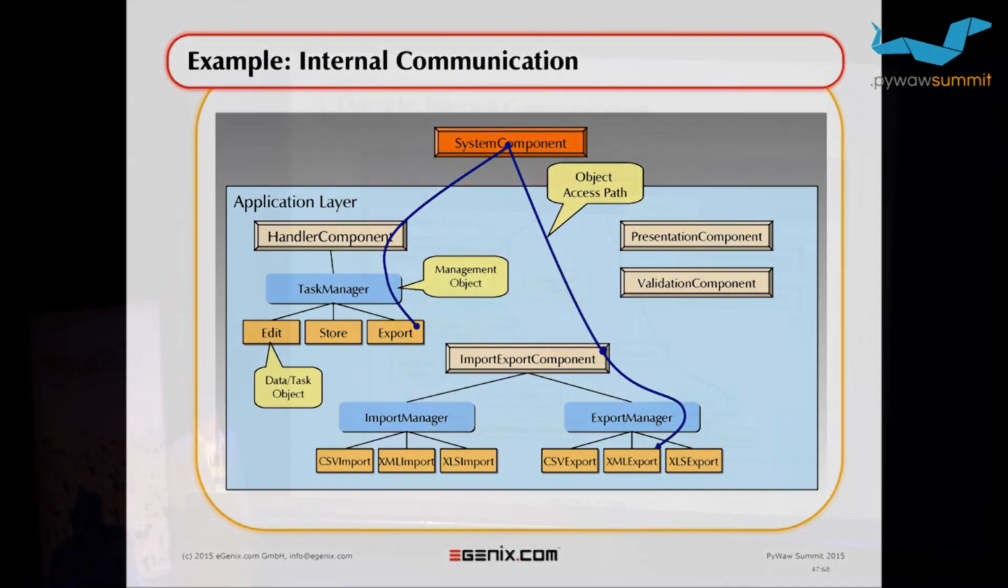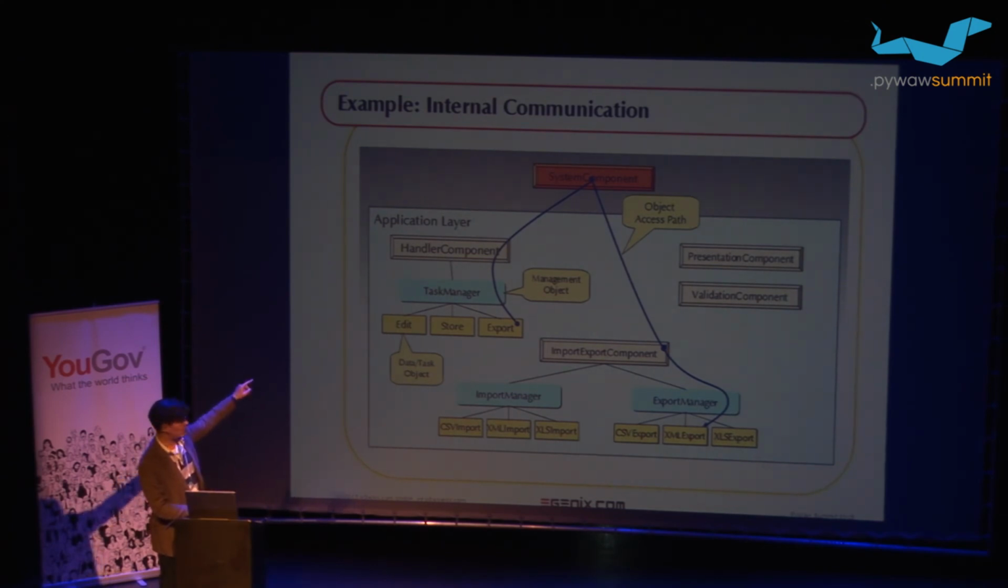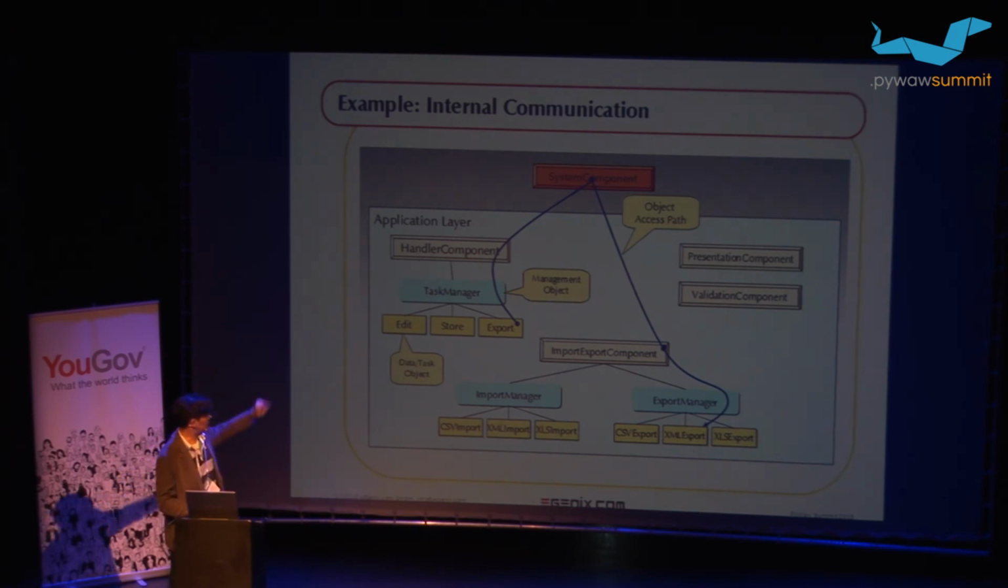So when you do this, this is how the information flow looks in your application. Say you have a request coming in to handle some kind of export. The handler component will then go to the task manager. The task manager will find out the user wants an export. It goes to the export task object. The export task object then knows, I need to do, say, an XML export, because that's what the user chose for the export logic.